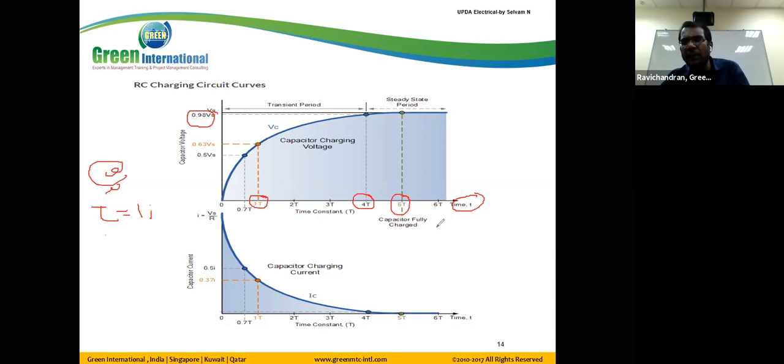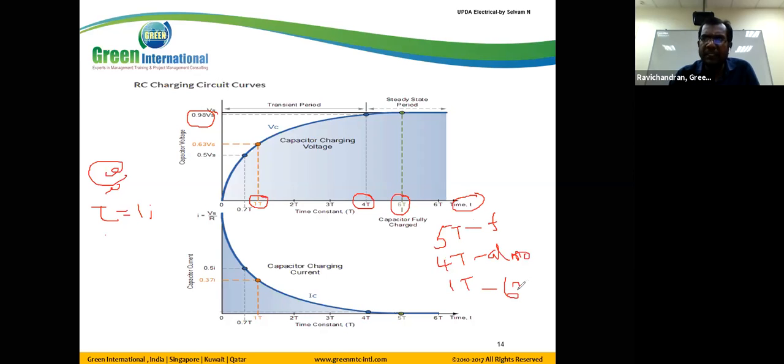So here we must remember 5t, 4t, 1t. At 5t it is almost fully charged. At 1t, 63% charge. At 0.7t, it is 50% charge.